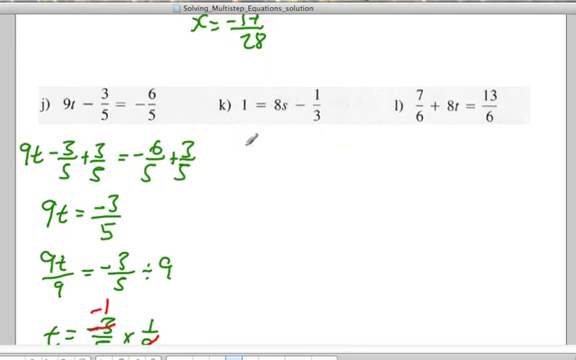Right. Next question. I'm going to switch this around. So I'm going to write 8s subtract 1/3 is equal to 1. I'm going to add 1/3 to both sides. So 8s is equal, I'll skip that step. I'm just going to write it as plus 1/3. So we've added 1/3 to both sides.